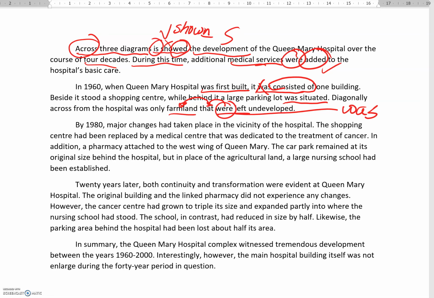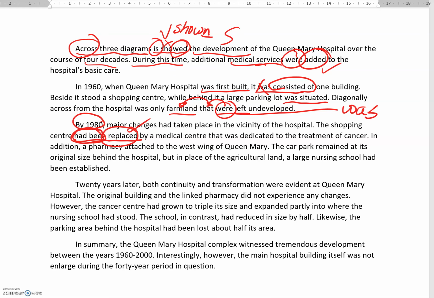Next paragraph. By 1980, major changes had taken place in the vicinity of the hospital. The shopping center had been replaced by a medical center. Okay, so in this case, notice the use of had been for the verb to be because of this by 1980. So 1980 is in the past, and then these actions like replace happened before 1980. So we're using the past perfect with the passive. So all we do is we put the verb to be in the past perfect, had been, and then we use the past participle. Okay, and that looks fine.